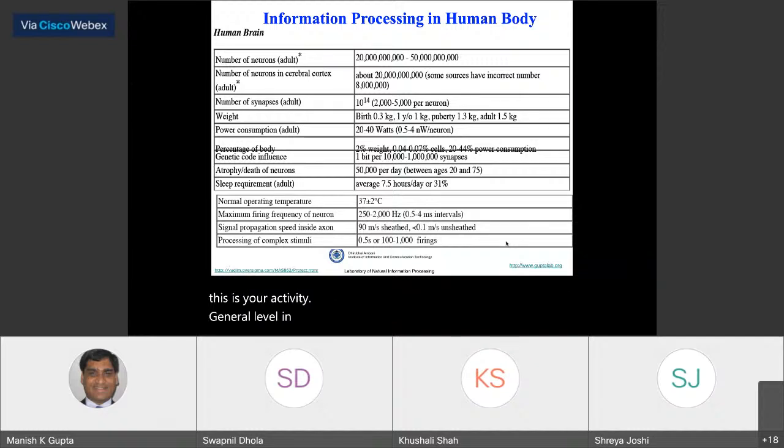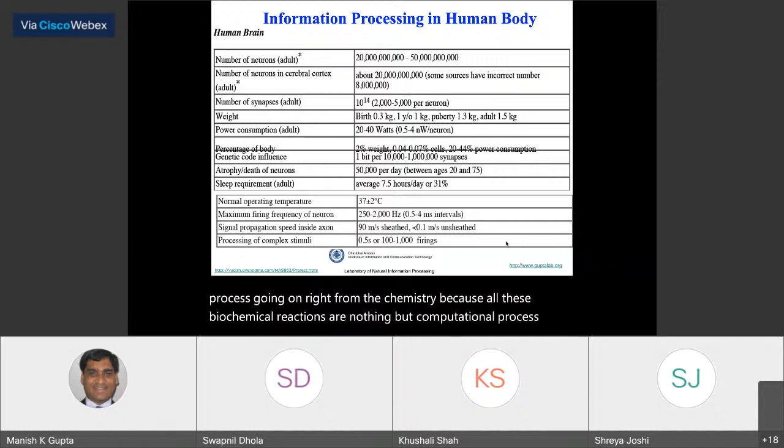In fact, if you look inside our human body, at plenty of places you will find different kinds of computational processes going on, right from the chemistry, because all these biochemical reactions are nothing but computational processes. They are computing something. A computer, in a sense, is a system which takes some input and produces some output. And this is the fundamental principle, right?